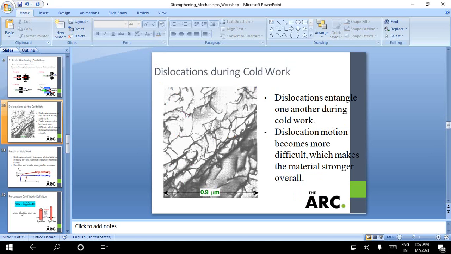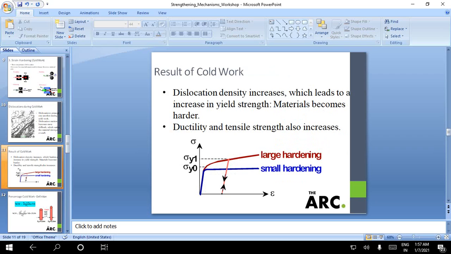Here, if you see the structure, this is how the dislocations behave during the cold working process. Normally in cold working, the dislocations become entangled one over the other, and dislocation motion becomes more difficult, which makes the material much stronger. This is the result of cold working. If you see this diagram, you will understand the yield strength increases because of cold working, because the dislocation density increases, which leads to an increase in yield strength. So the material becomes much harder.